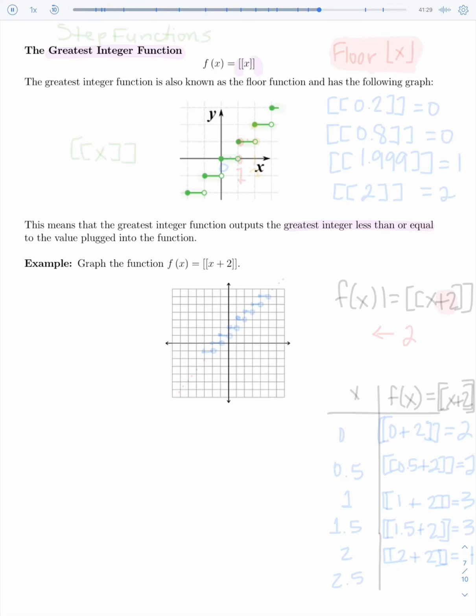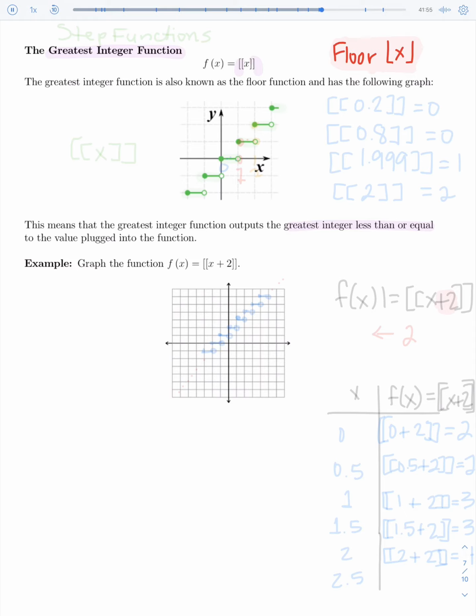Last part, we're going to look at what's called the greatest integer function. And the greatest integer function, you see it a lot in computer programming courses. It's also known, in computer programming, as the floor function. And in computer programming classes, it usually looks like this around an x. However, in math courses, we call it the greatest integer function.